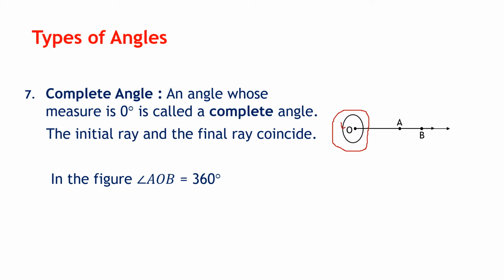So if a fan moves 2.5 revolutions in 1 second, we can say it has covered an angle of 900 degrees in 1 second. So let us revise once again the angles we did so far based on measurement.